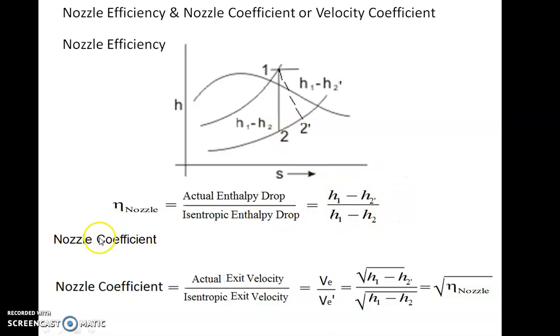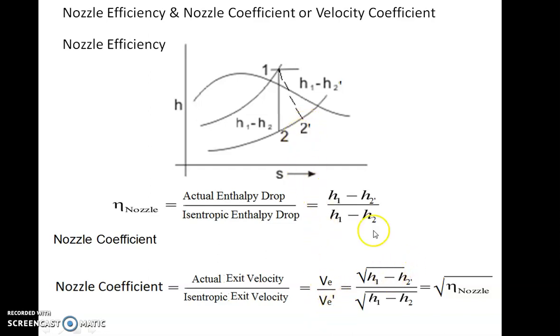So what is nozzle coefficient? Nozzle coefficient is nothing but the ratio of the actual exit velocity to the isentropic exit velocity. Actual exit velocity is V2 dash and ideal exit velocity is V2. Here, E is for exit. So it is V2 dash upon V2.